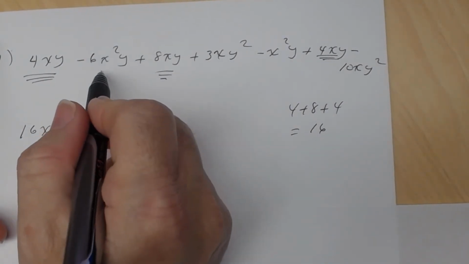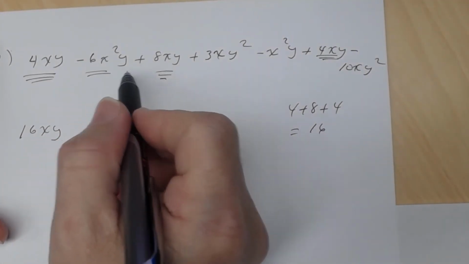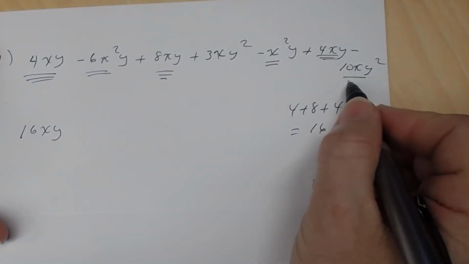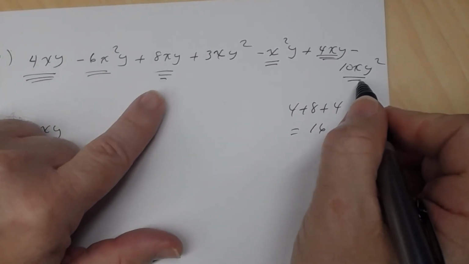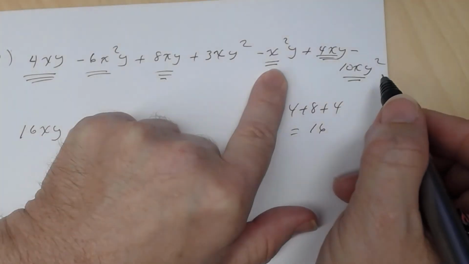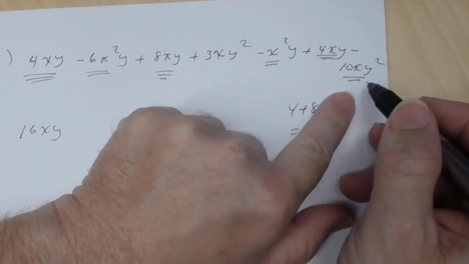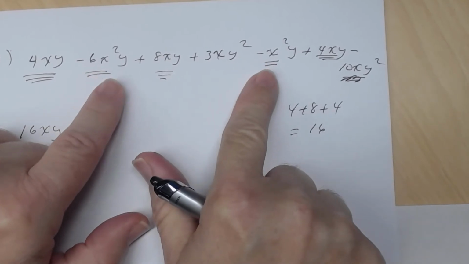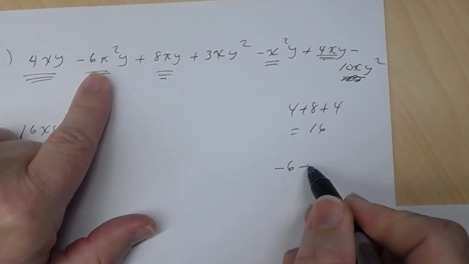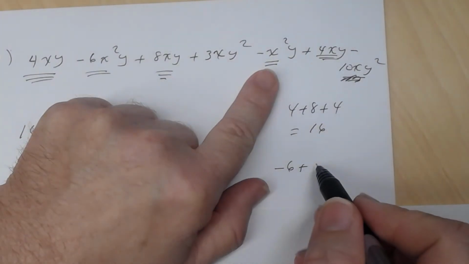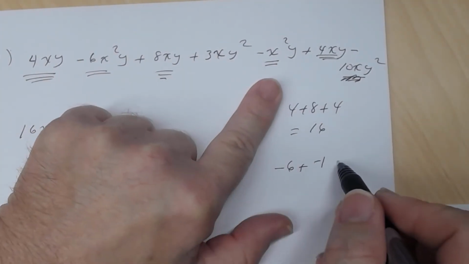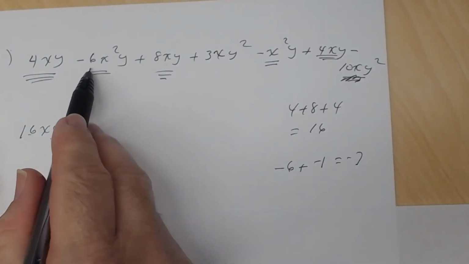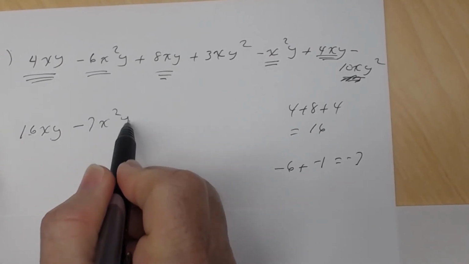All right, now the next term, x squared y. Do I see another x squared y? Yes, right here. And here's another one. So there are 3 terms of those I can combine. So x squared y, x squared y. Oops, that's not it. That's xy squared. Sorry. So there's only 2 now. So x squared y, x squared y. So this is a negative 6, and I'm adding a negative 1. So negative 6 and a negative 1 is a negative 7. So this becomes 16xy minus 7x squared y.